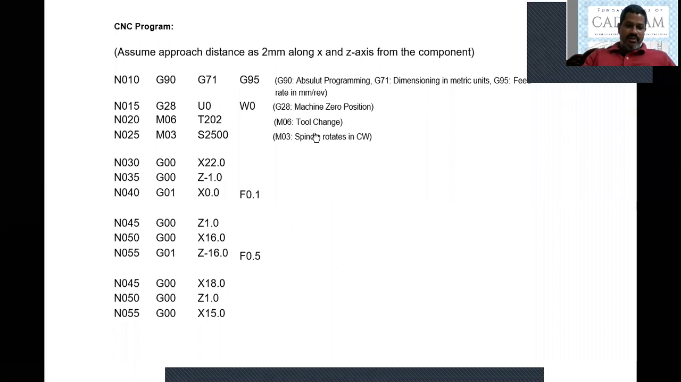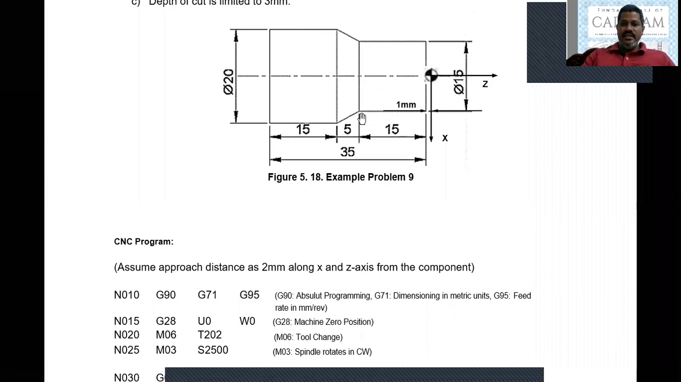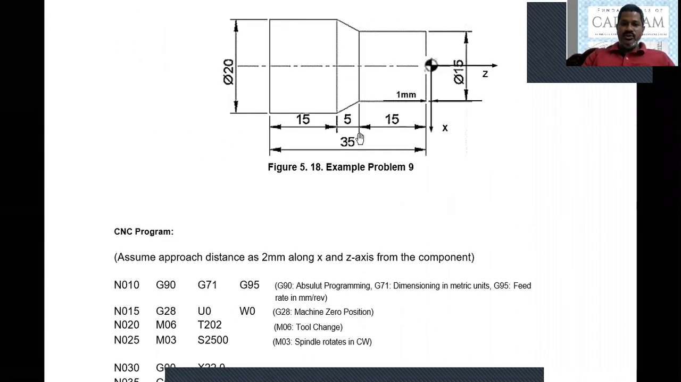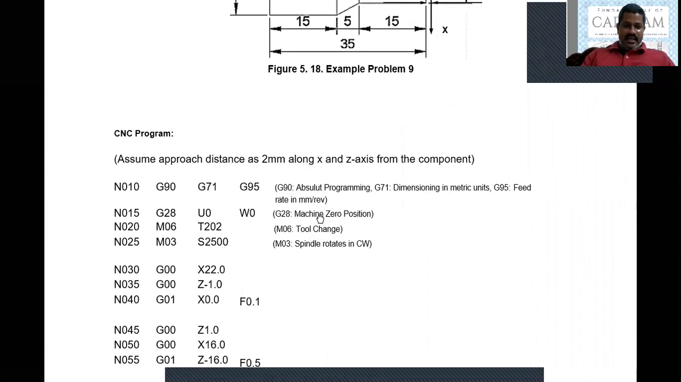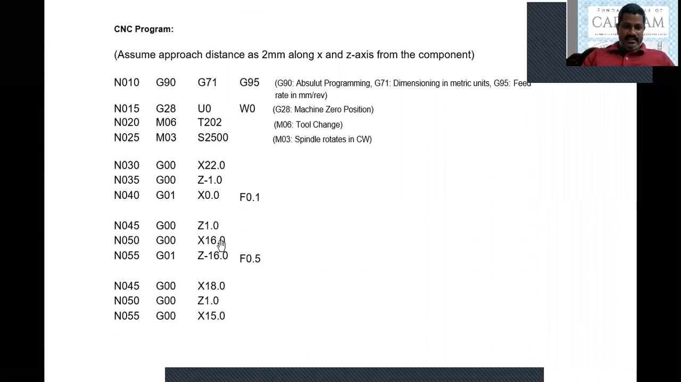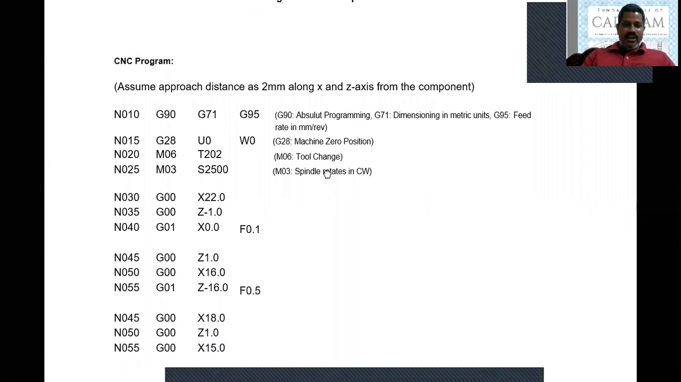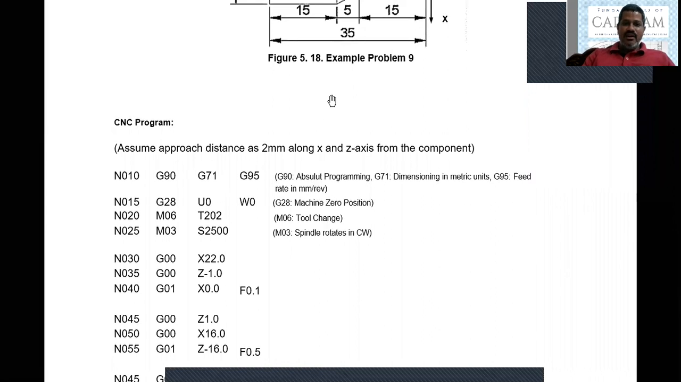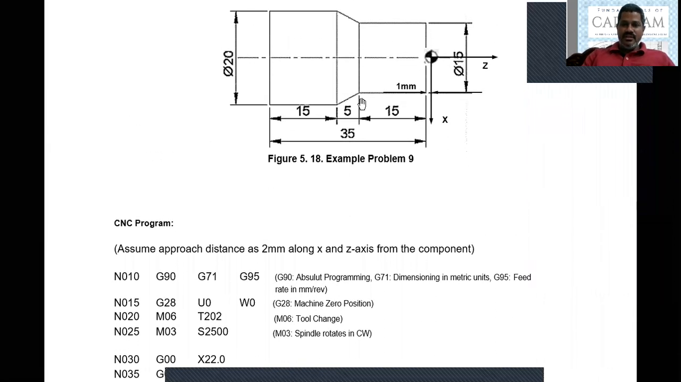Now I need to perform the taper turning operation. As you can see, now I'm coming back 2 mm. From here, I'm coming back 2 mm backwards along the X axis, 16 to 18. And along the Z axis, I'm coming 1 mm. Now you can see, along 1 mm.